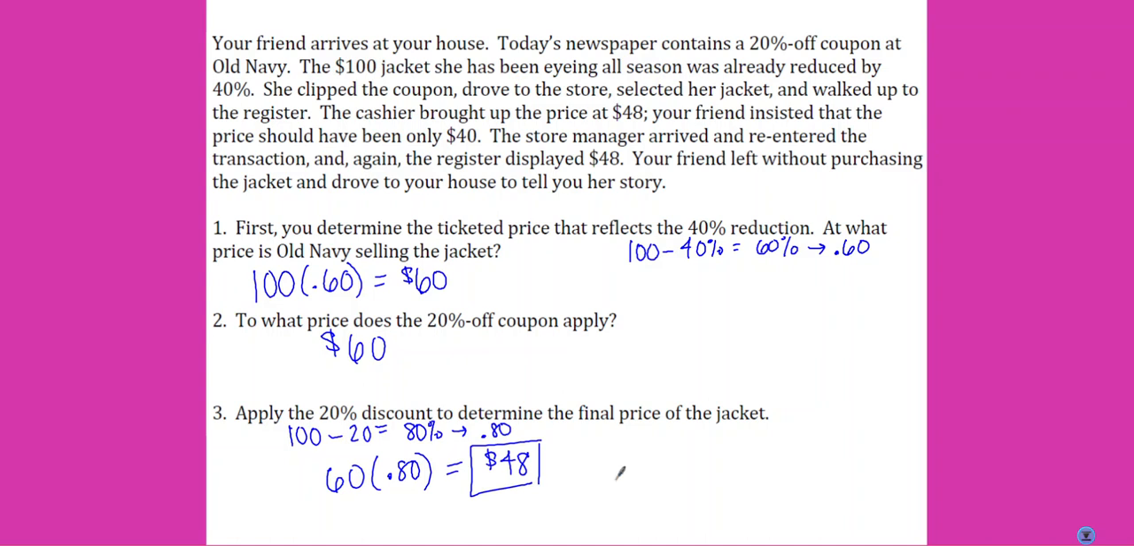So your friend was thinking you take the 20% and the 40%, which means you're getting 60% off. That's how she got $40. However, the coupon applies to the discounted price, not the original price.